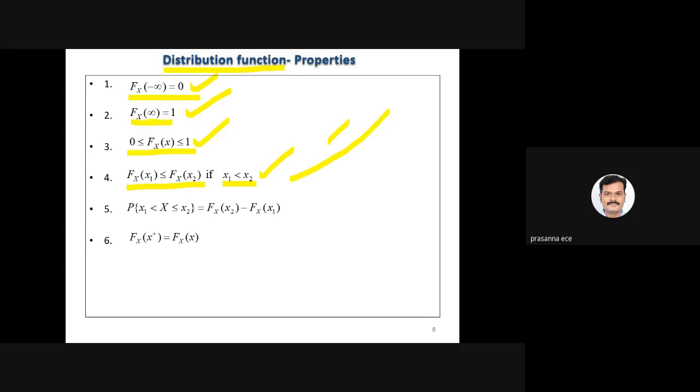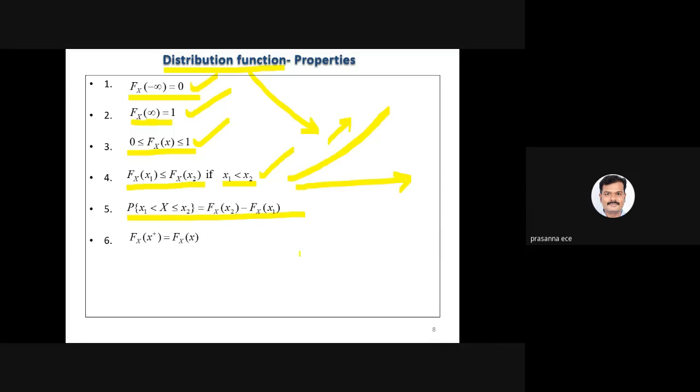So always the graph goes up when you move from left to right along the number line. That is what is denoted by the fourth property. Any distribution function will have a graph which is always increasing towards the right side. Okay, so there is a fifth property. The probability of the random variable being greater than x1 and less than or equal to x2.